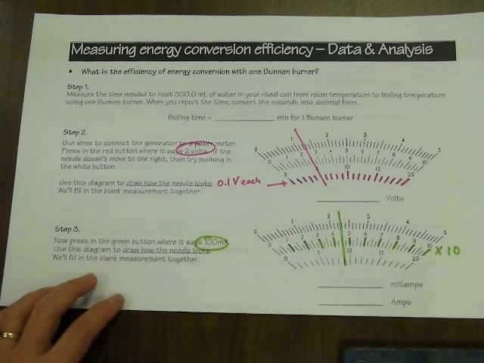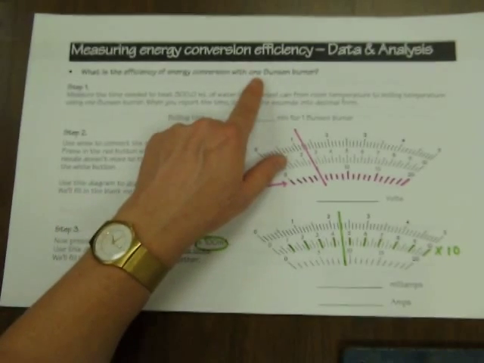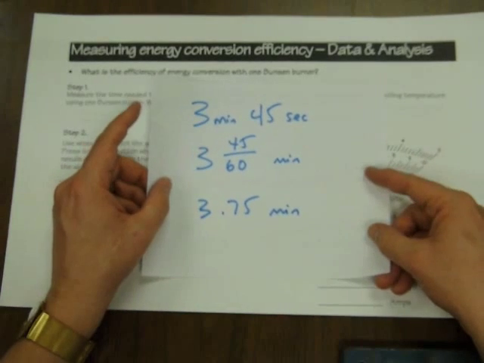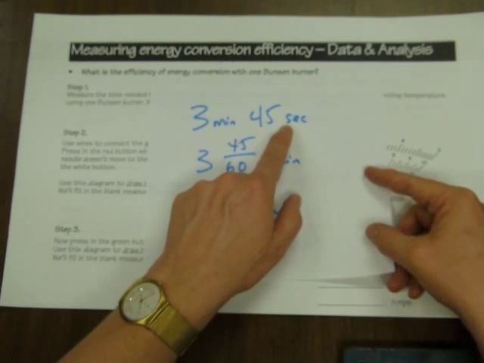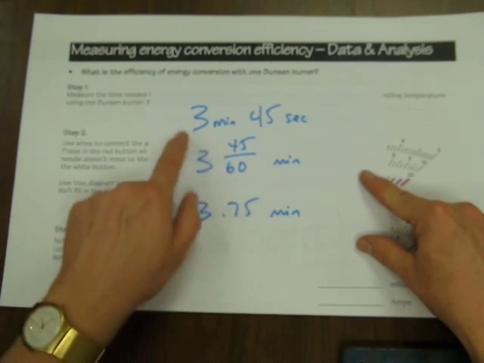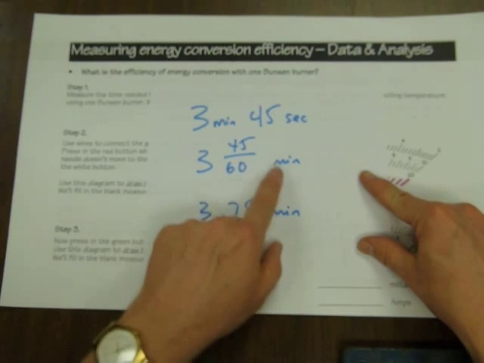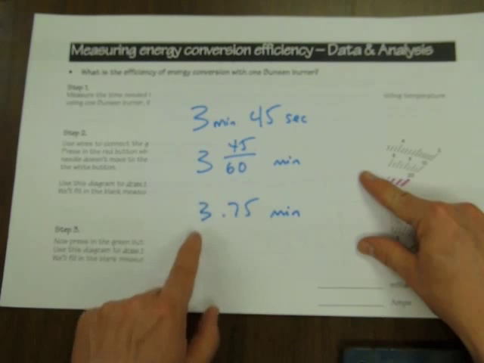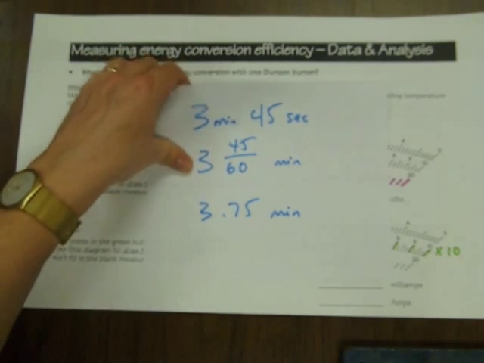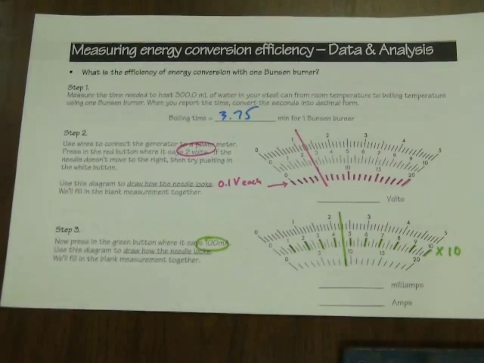So the first step is I measured how much time it took to boil the water with just one Bunsen burner. And so a little bit of math here first. When you look at the timer, the stopwatch, it gives you minutes and seconds. We want to convert this all the way down to just minutes. So since there's 60 seconds in a minute, 3 minutes and 45 seconds is the same thing as 3 and 45/60ths of a minute. So if you do the math there, divide, it's 3.75 minutes. That's how much time it took to boil the water with just one Bunsen burner. So I'll use 3.75 minutes as my time, my startup time.